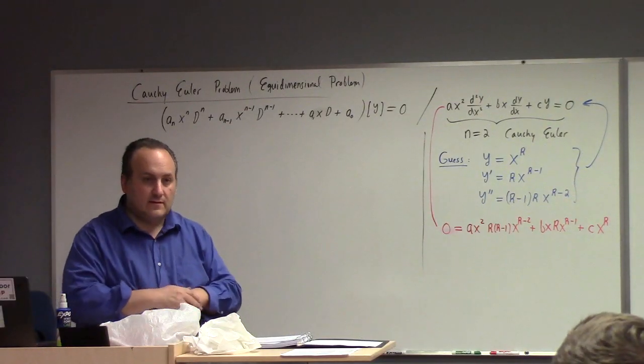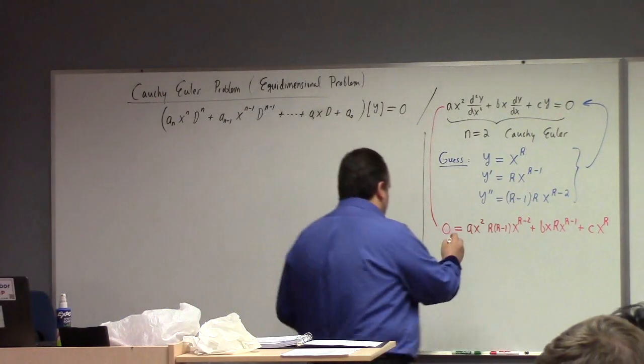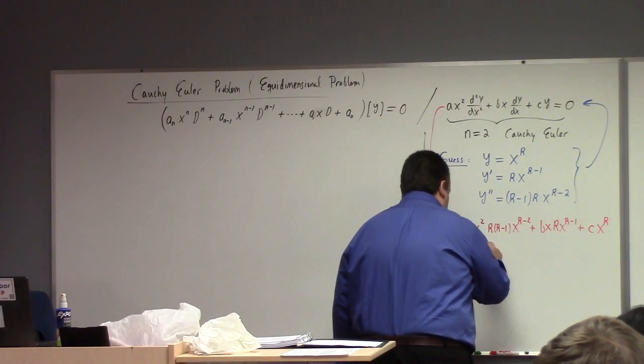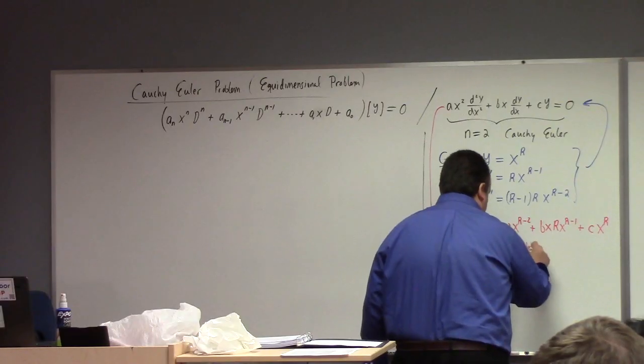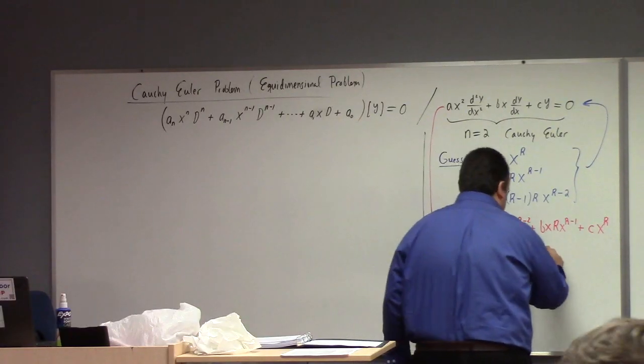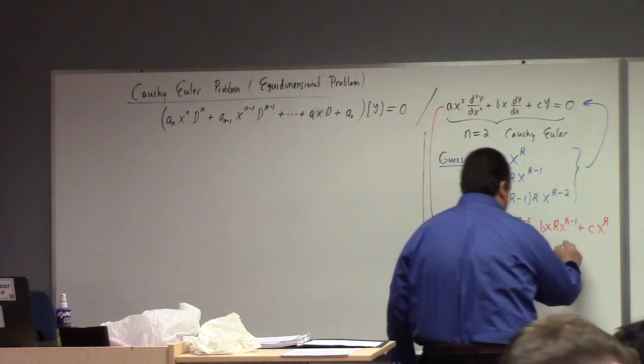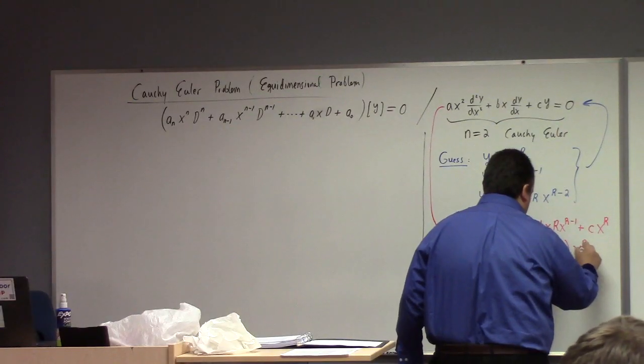You can factor out x to the R. And what you got is a R times R minus 1 plus bR plus c, all times, like you just told me, x to the power R.